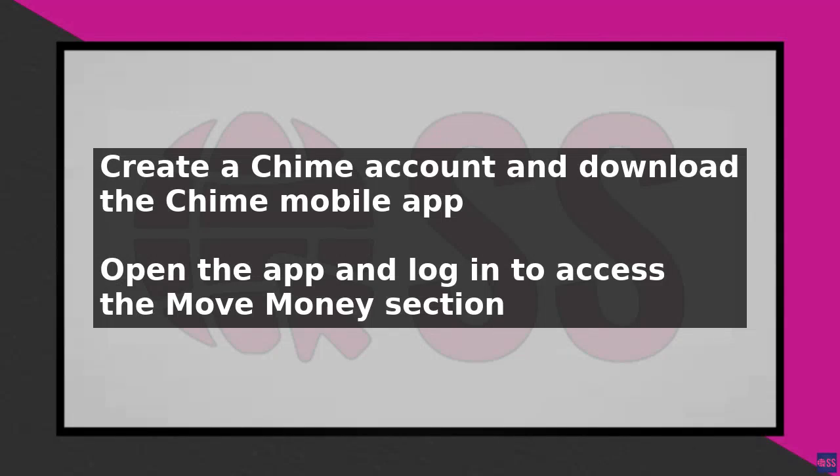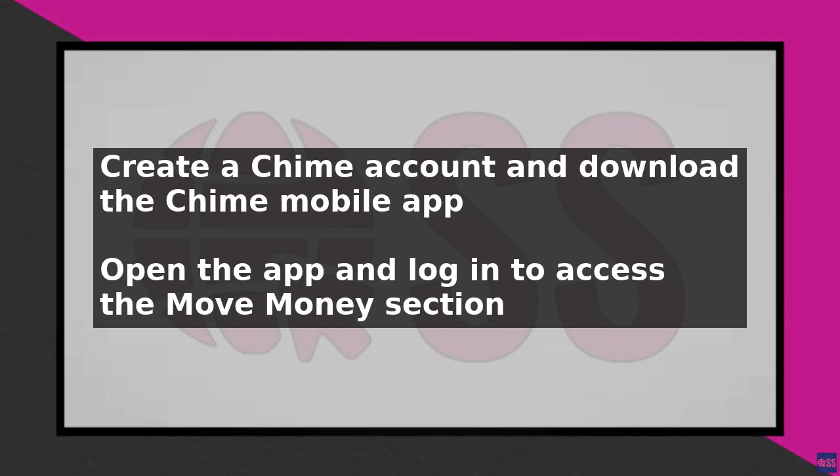To send an ACH payment through Chime, you will need to follow these steps. First, you need to have a Chime account and the Chime mobile app. If you do not have an account, you can sign up for one on the Chime website or through the mobile app. Once you have your account set up, open the Chime mobile app and log into your account.